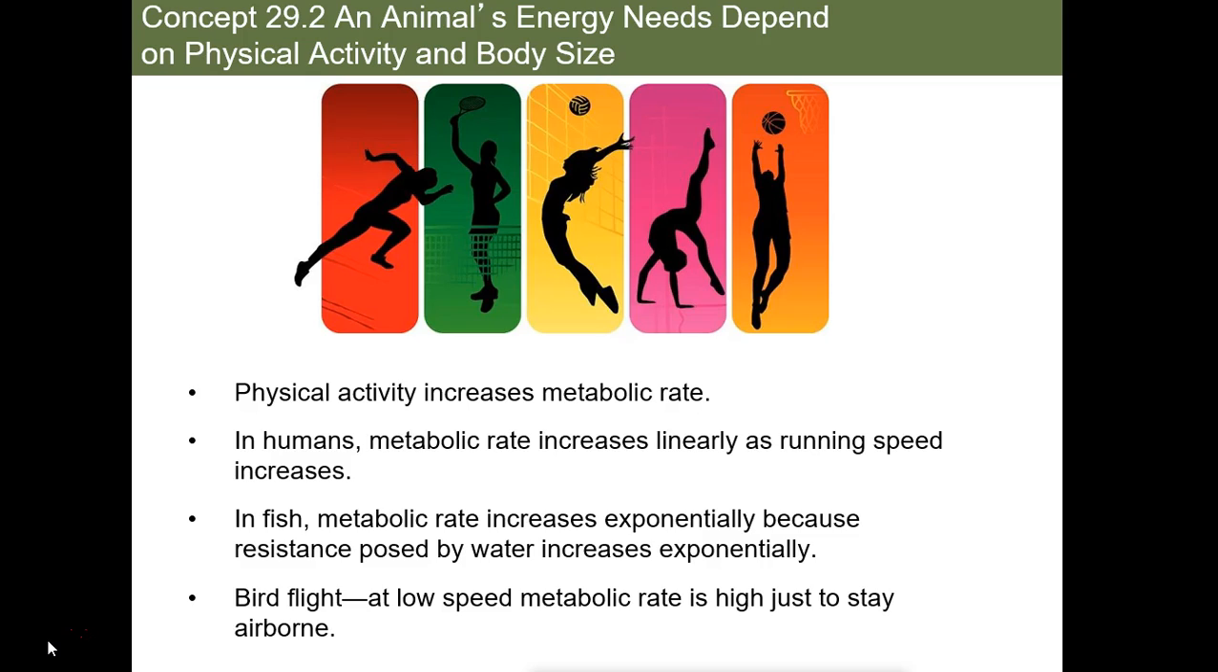Physical activity increases metabolic rate. In humans, metabolic rate increases linearly as running speed increases. In fish, metabolic rate increases exponentially because resistance posed by water increases exponentially. In birds, in flight at low speed, metabolic rate is high to stay airborne.